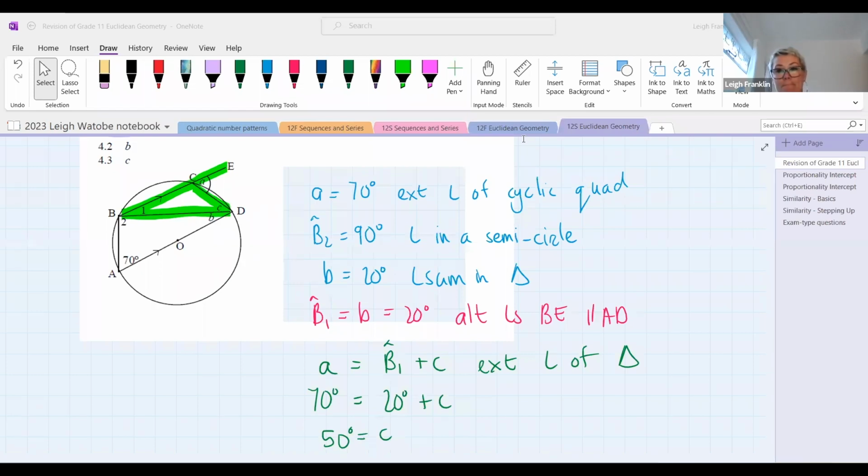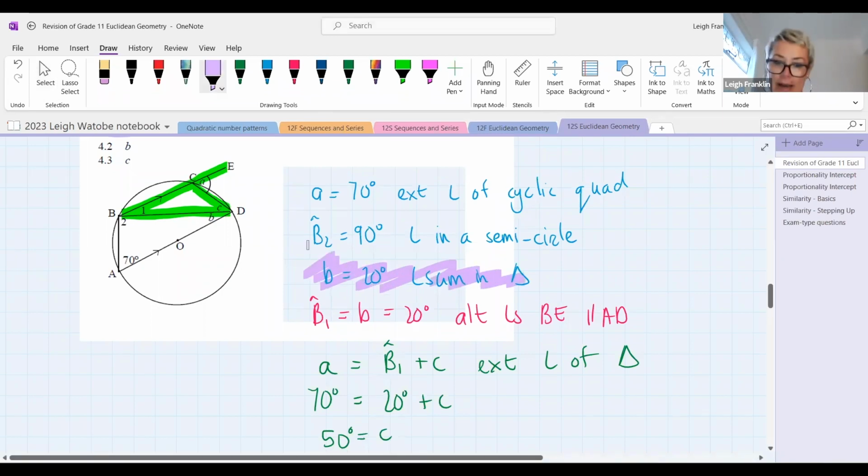Ma'am, I just wanted to ask, since we already knew that B2 is 90 degrees from the angle in a semicircle, wouldn't we also get the lowercase b using interior angles of a triangle? Absolutely. That's exactly it. That's what I was trying to do. You're quite right. That's exactly what I was trying to do over here. Okay, 100%. Does that make sense to you? Yes, ma'am, because I thought you got the B using the alternate angles. I didn't see it at first, but I saw it now.